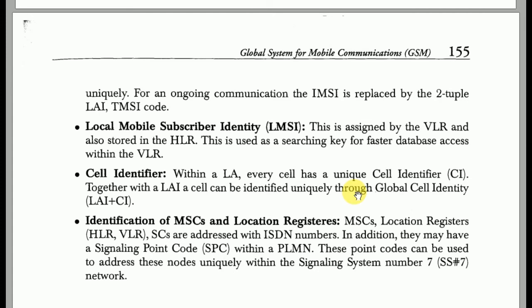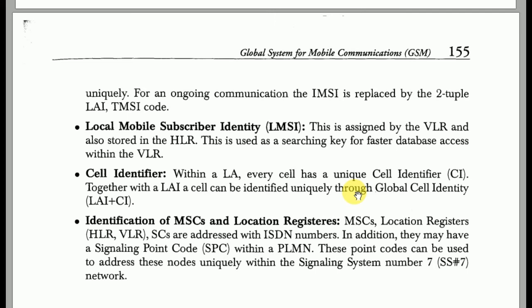The next one is cell identifier. Within a LA, that is location area, every cell has a unique cell identifier. So every cell in a location is represented by a cell identifier. Together with a LAI, a cell can be identified uniquely through global cell identity. That means a global cell identity consists of LAI plus CI, that means location area identifier plus cell identifier.